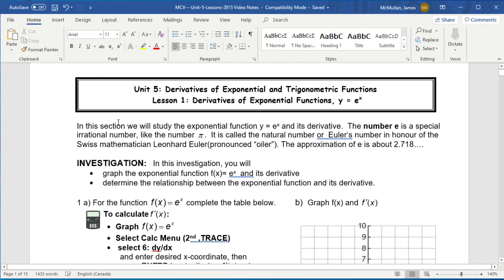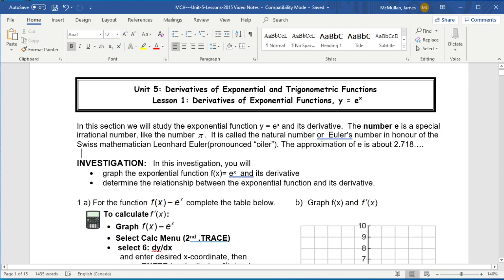Okay, so it says in this section we're going to study e to the x and its derivative. The number e is a special number, it's very similar to pi. It's an irrational number that has some important properties that we can use. The number is called the natural number due to its many associations with phenomena in nature. I don't want to get too much into that, but if you're interested, there's lots of things to read about how e is relevant to natural phenomena. It's named after this man named Euler. Again, it's Swiss, so it's not pronounced the way you might think. Pronounced Euler. And it's about 2.718.